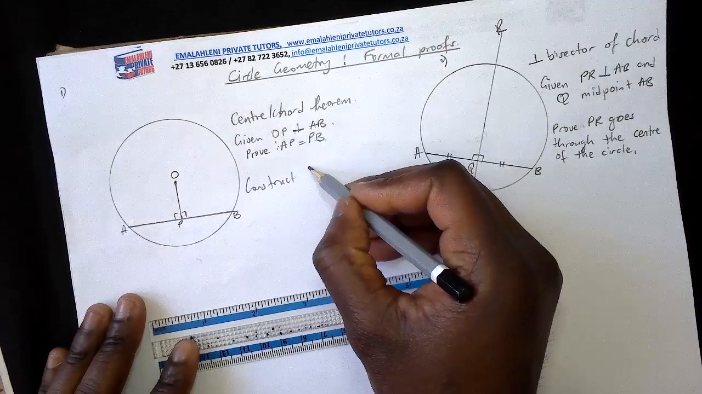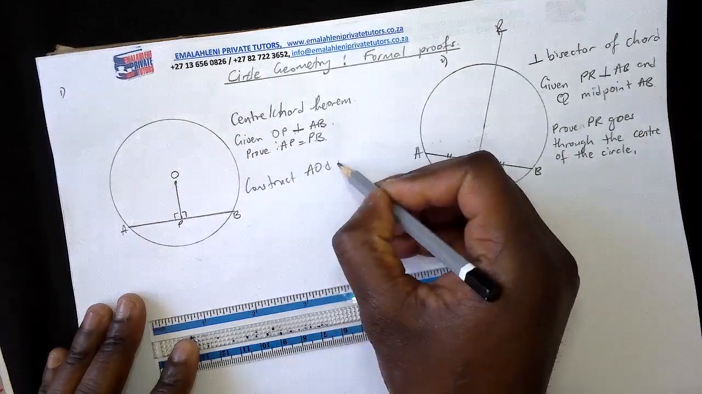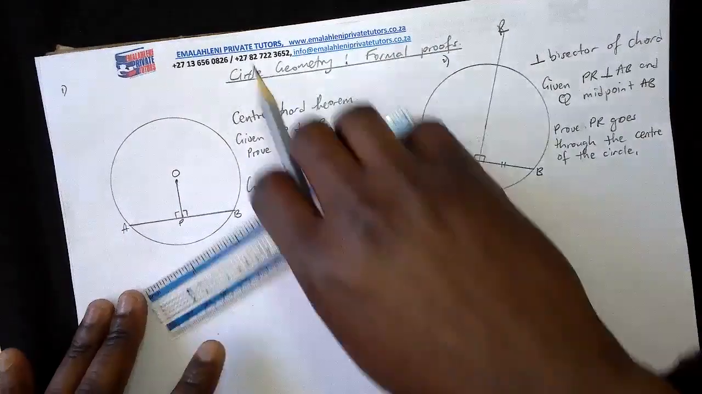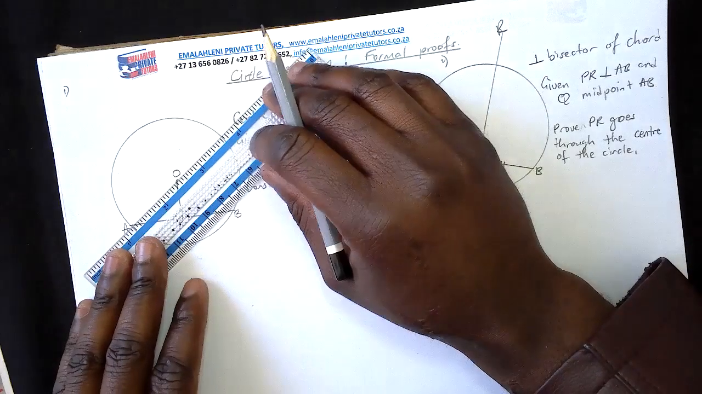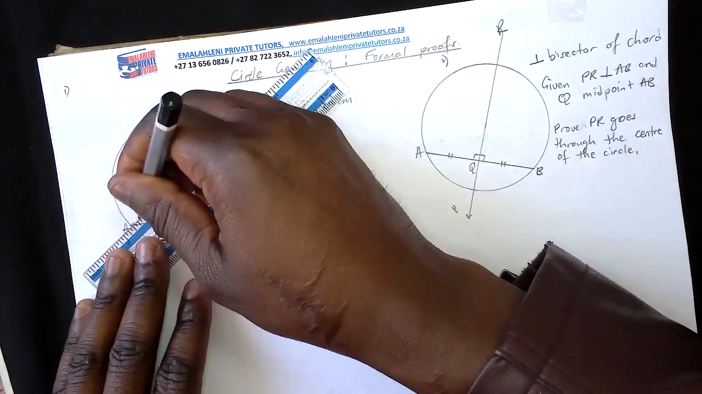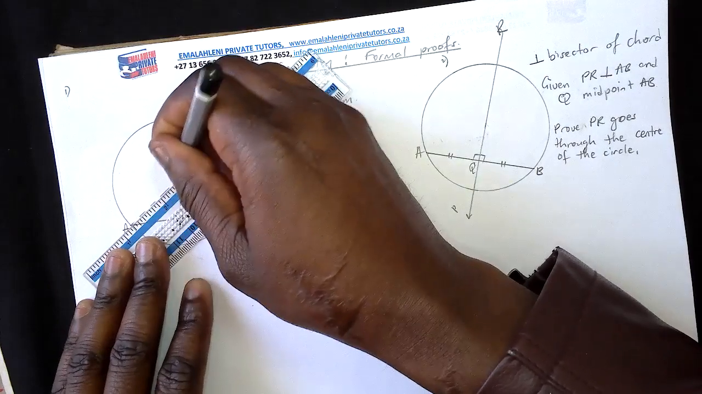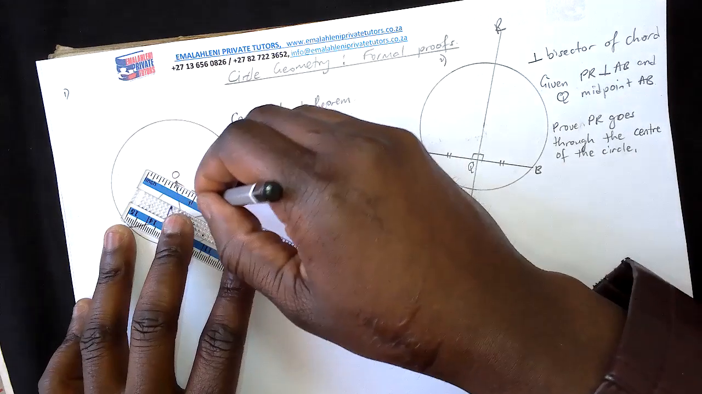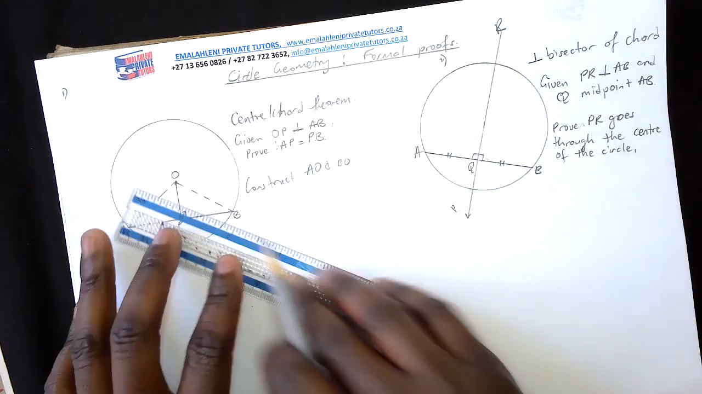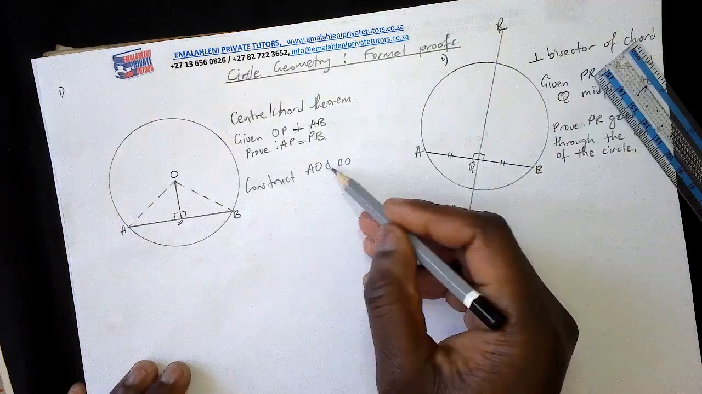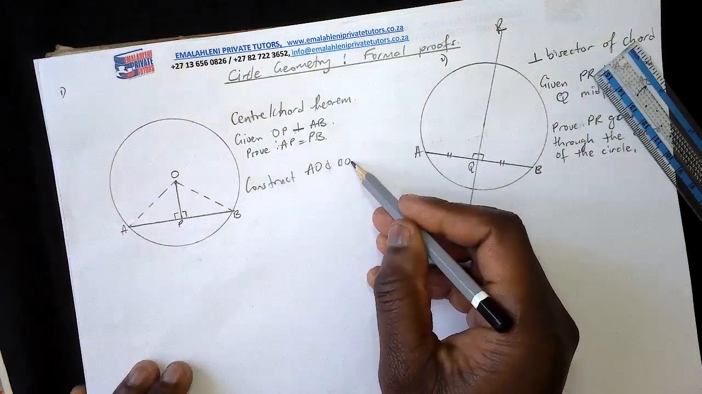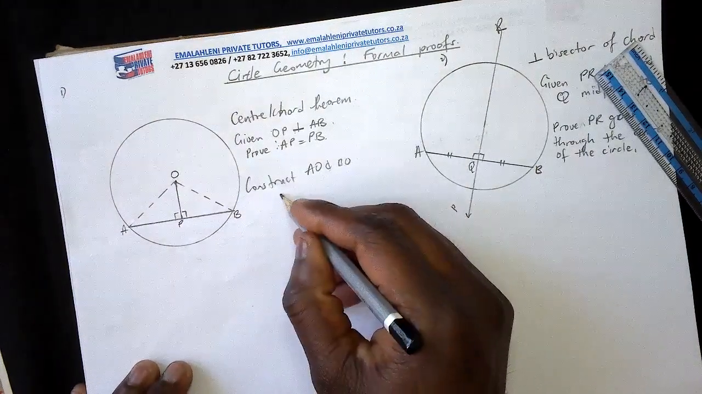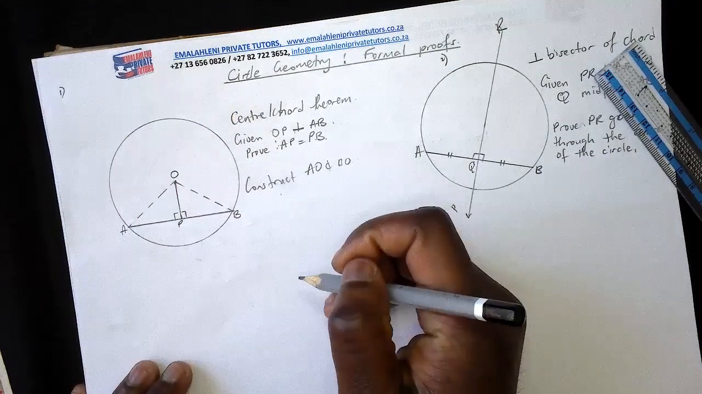Construct AO, sorry, OA, and BO. So what you're going to do here is construct new lines. From what you are given, you're going to construct your own new lines. And now when you look at this, these are lines from the center. This OA and the BO are lines from the center, and both of them are radii. That's what you need to understand.